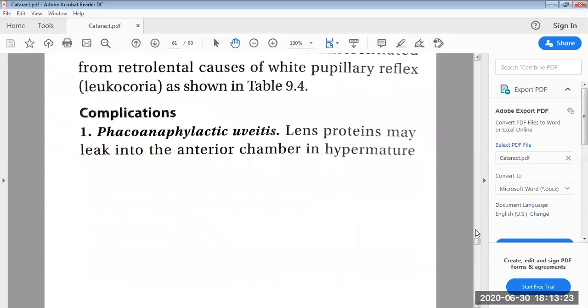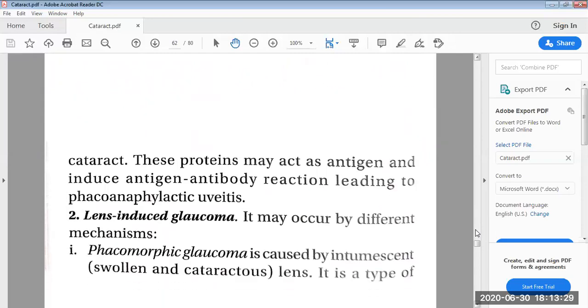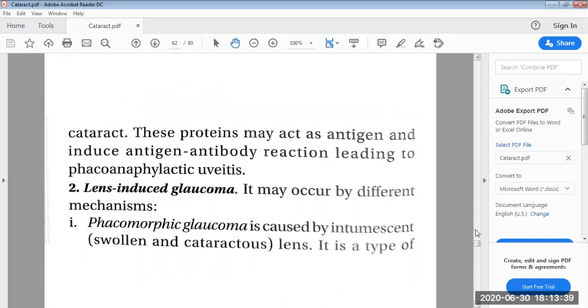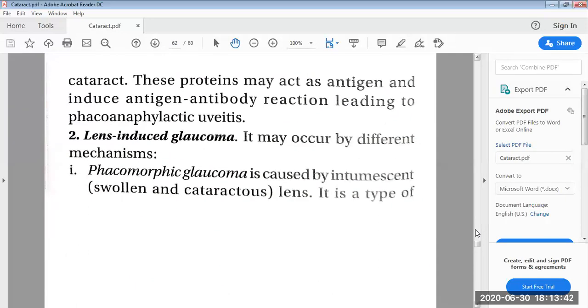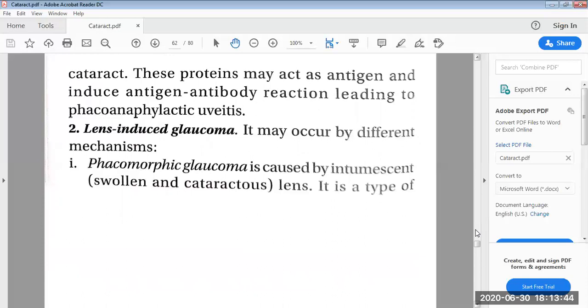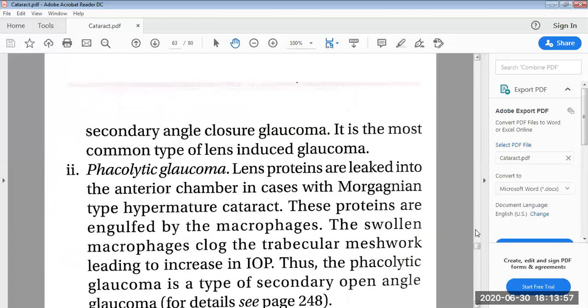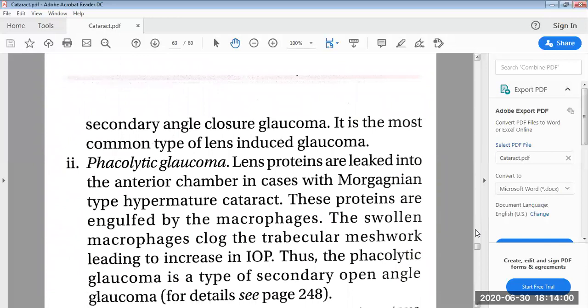Lens proteins may leak into the anterior chamber in hypermature cataract. These proteins may act as antigen and induce antigen-antibody reaction leading to phacoanaphylactic uveitis. The next is the lens-induced glaucoma. It may occur by different mechanisms. First is the phacomorphic glaucoma. It is caused by intumescent, swollen, and cataractous lens. It is a type of secondary angular closure glaucoma. It is the most common type of lens-induced glaucoma.